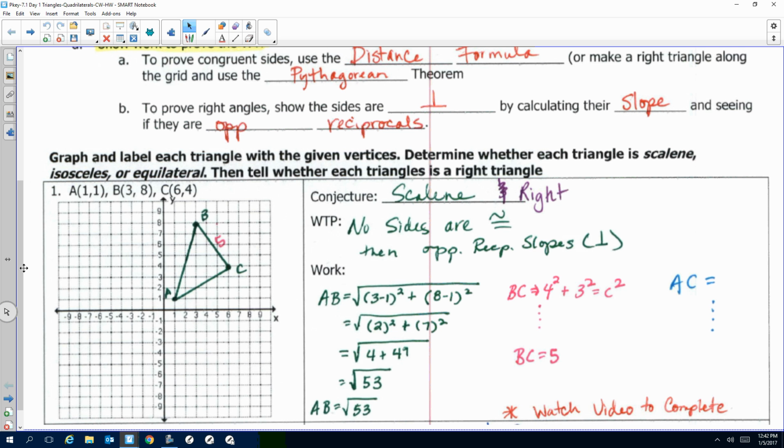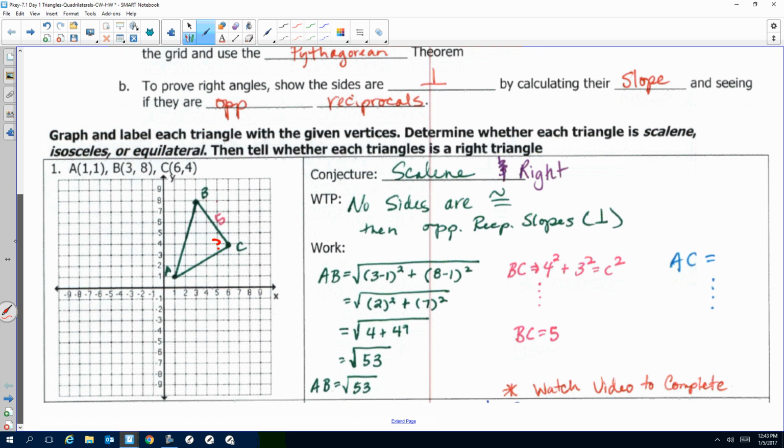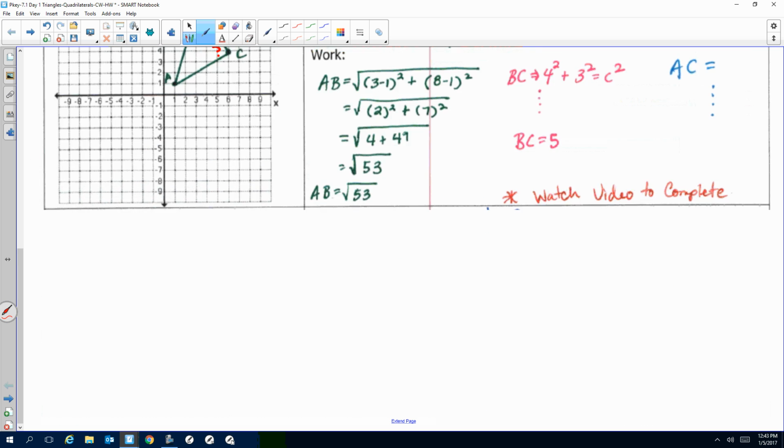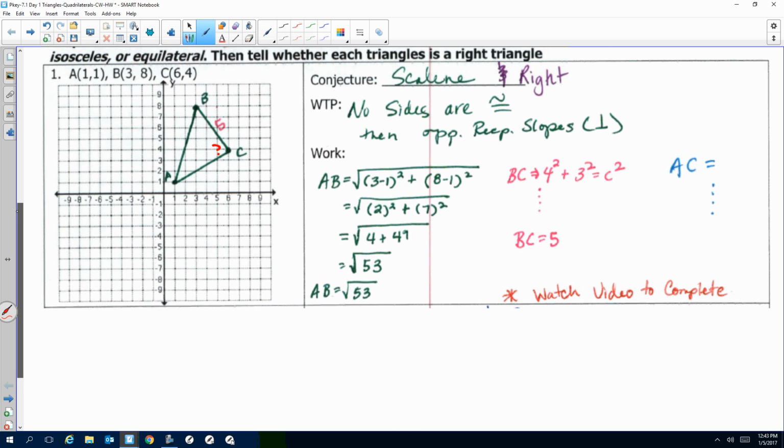Okay? So my conjecture was, I think it's scalene, and I think it's right, because they want you to determine if the triangle is right or not. So I'm going to look at this angle, C, and I have to prove that it is perpendicular if it is right. Okay? So to determine if it's scalene, we should have no sides congruent. And to determine if it's right, we should see opposite reciprocal slopes. I'm just going to go to the top real quick.